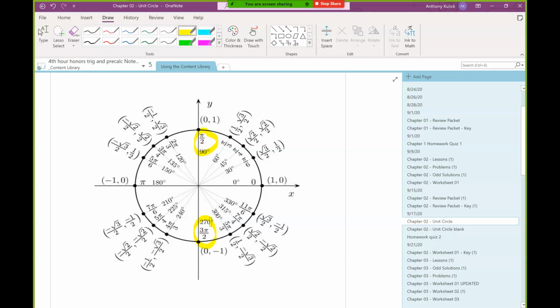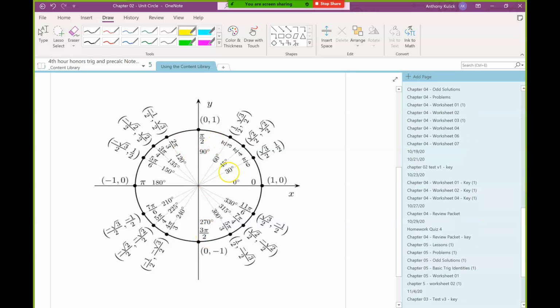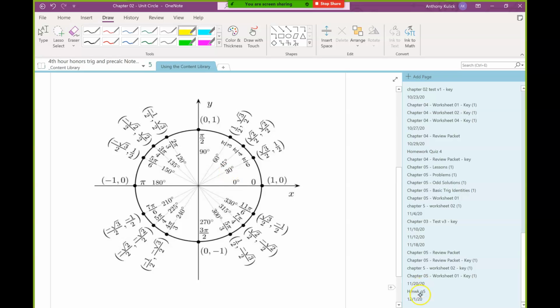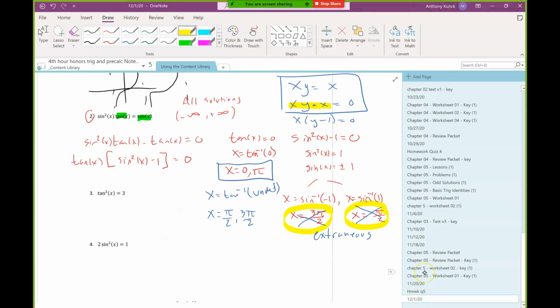So what would your overall answer be, x equals 0 and pi? Correct. Yes, correct. Thank you. You're welcome.